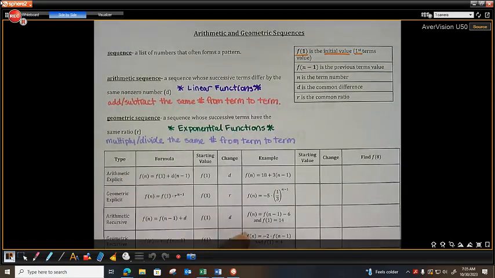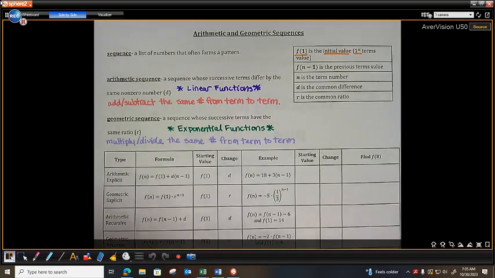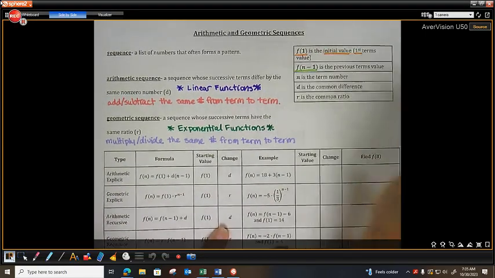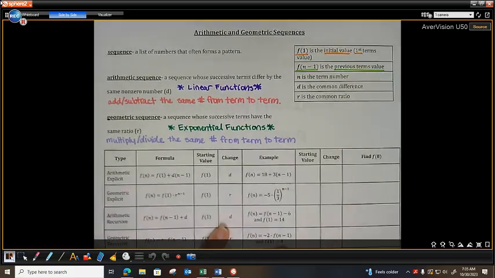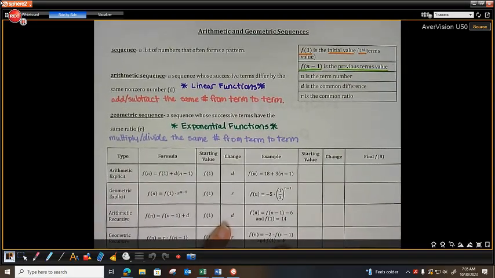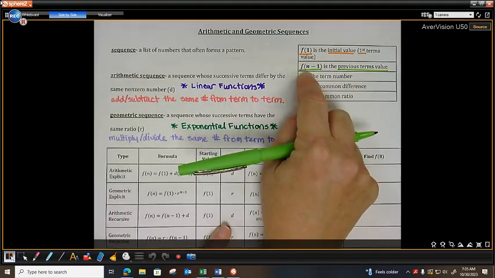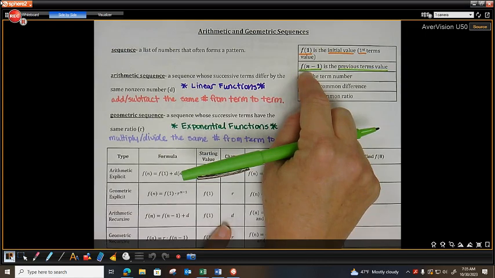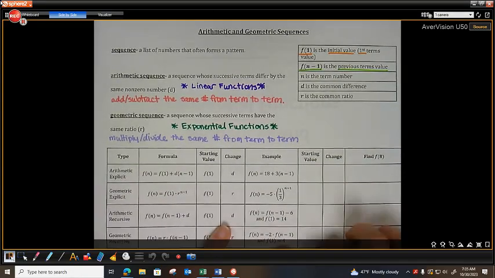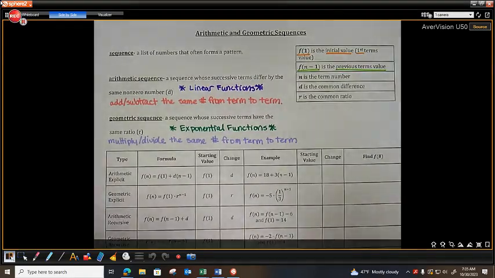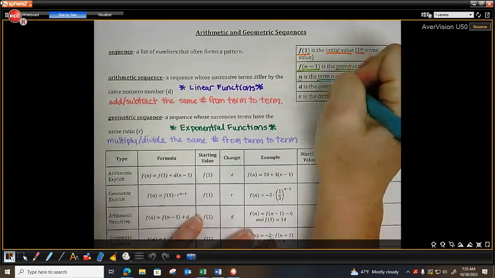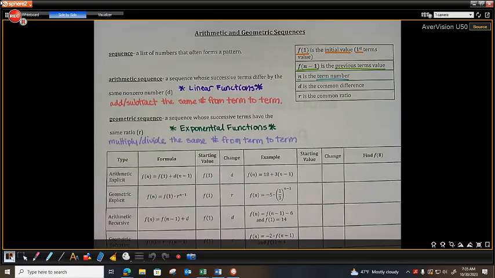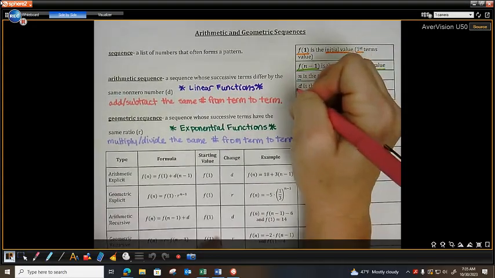Very good. Okay, so then this F of n minus 1, this is the previous term's value. So if I wanted to find like F of 8, F of n minus 1 would be what term? So that would be the 7th term. Okay, so F of n minus 1 means go back 1 term. Okay? N is your term number. D is the common difference.